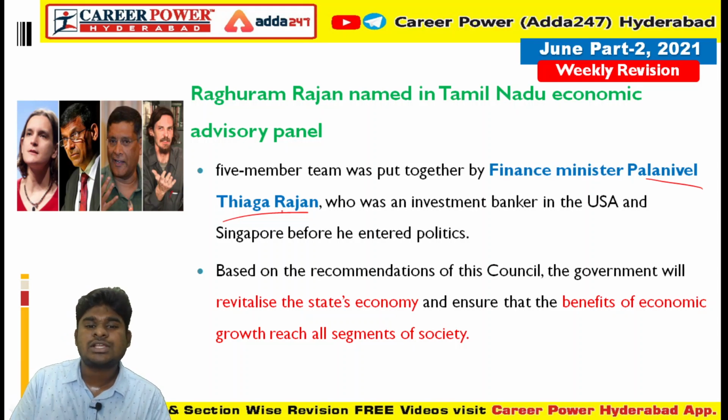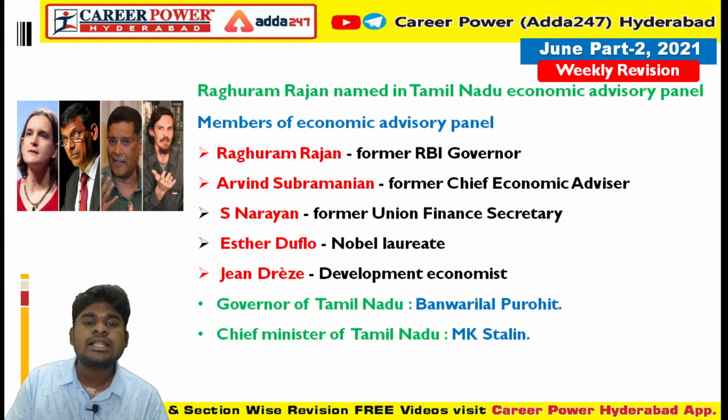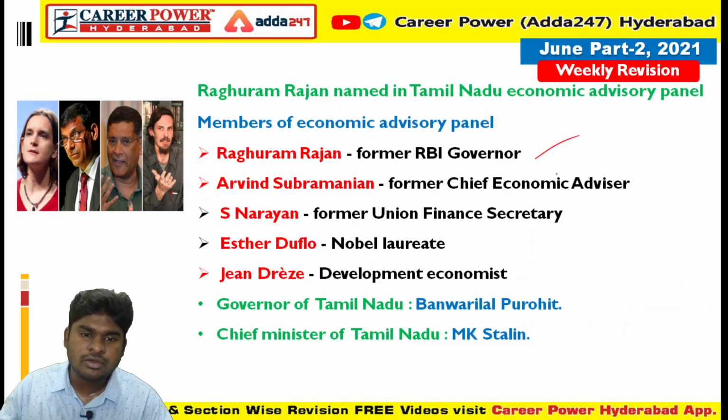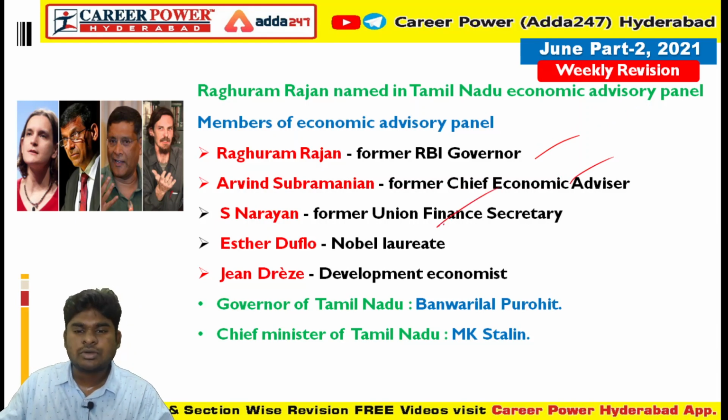This economic advisory panel will give suggestions to the government on how to revitalize the state economy and how to provide the benefits of economic growth to all sections of society. The panel has a total of 5 members: Raghuram Rajan, the ex-RBI governor, Arvind Subramanian, the ex-chief economic advisor to the government of India, S.